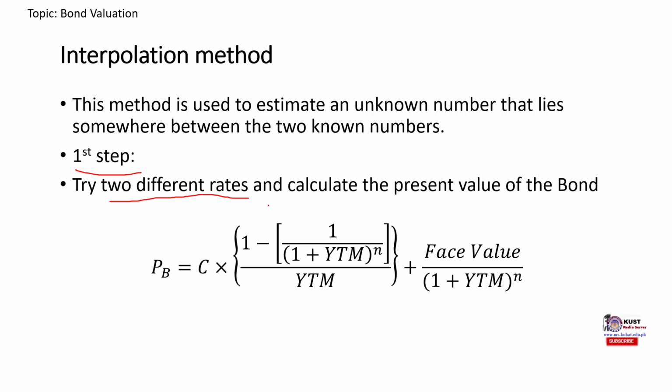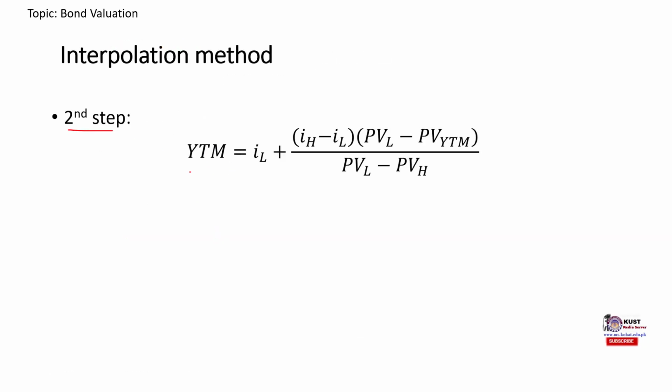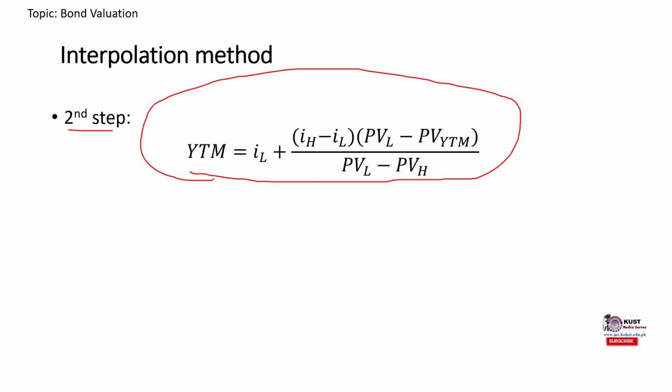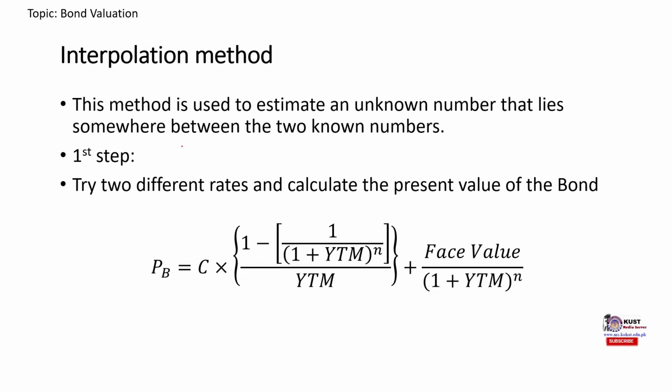That means for one assumed value of YTM, the answer should be greater than 1080, and for another assumed value of YTM, the answer should be less than 1080. The second step would be to use this formula of interpolation and find an estimate of YTM. So let's move back to our example. Let me discuss the first step before we delve into the formula.